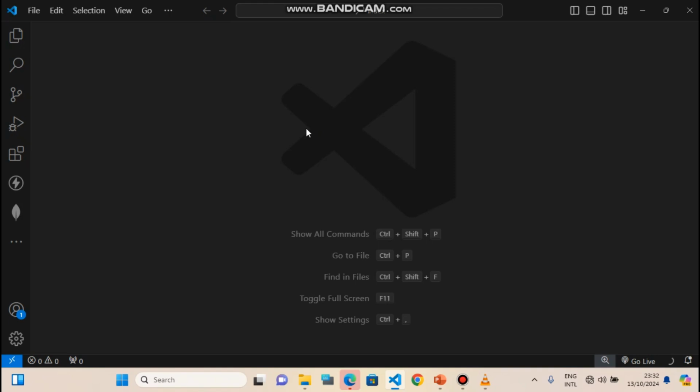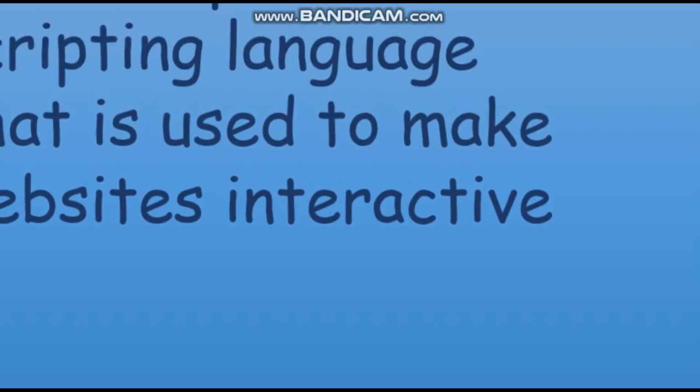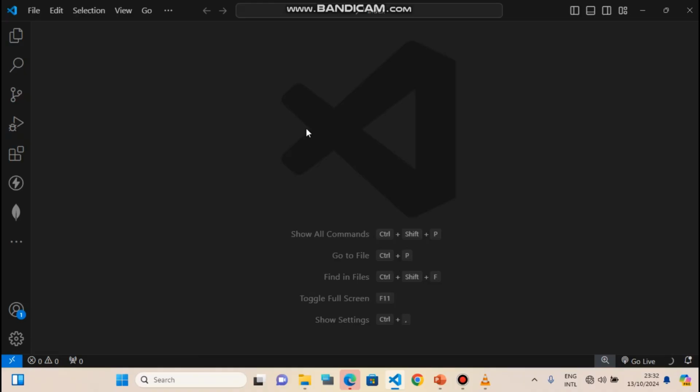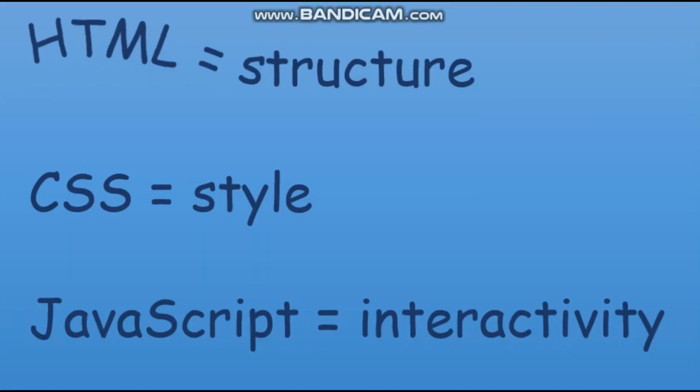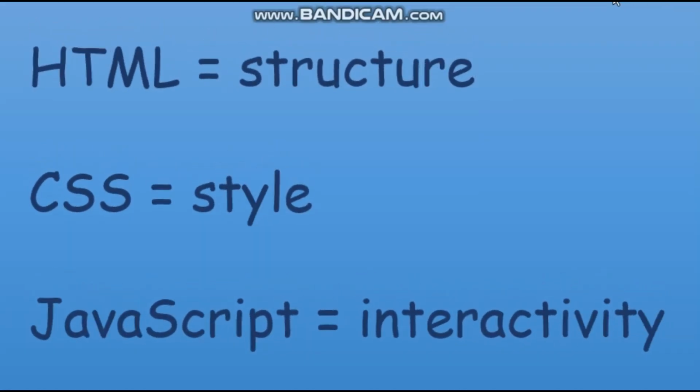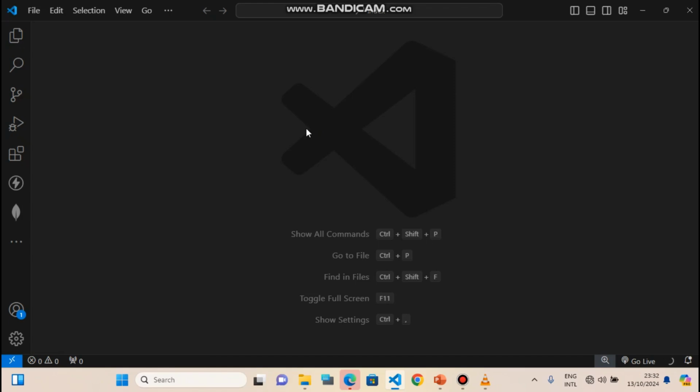So, what exactly is JavaScript? JavaScript is a scripting language used to make websites interactive. If you've ever clicked a button or filled a form, then you have seen JavaScript in action. Unlike HTML, which structures the web page, and CSS, which styles it, JavaScript is what brings your web page to life. You can think of it like this.